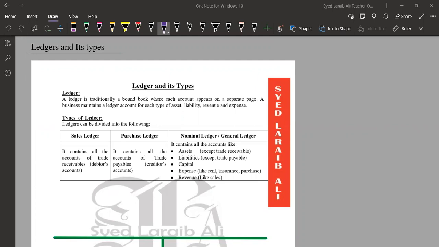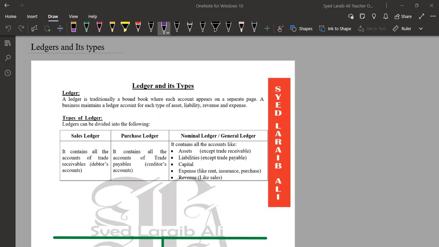Guys, today we are going to discuss ledger and its types. This topic is for those students who are beginners and have just started studying accounting for O levels. In fact, this lecture is also helpful for those students who want to start accounting for O levels, and it would be beneficial as a basic topic for them, right? So let's start with that. Today, we are going to talk about ledger and its types.